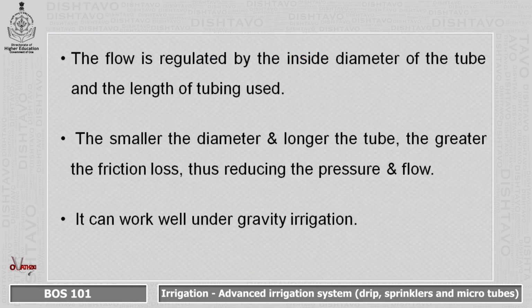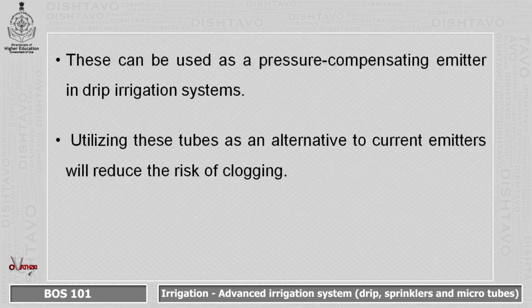The flow is regulated by the inside diameter of the tube and the length of tubing used. The smaller the diameter and longer the tube, the greater the friction loss, thus reducing the pressure and flow. It can work well under gravity irrigation. This can be used as a pressure compensating emitter in drip irrigation systems. Utilizing these tubes as an alternative to current emitters will reduce the risk of clogging.